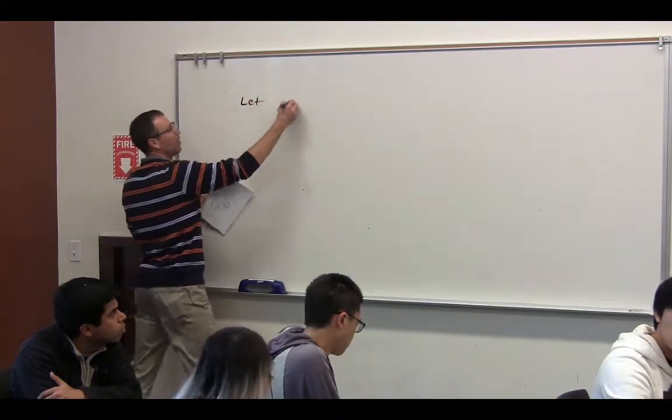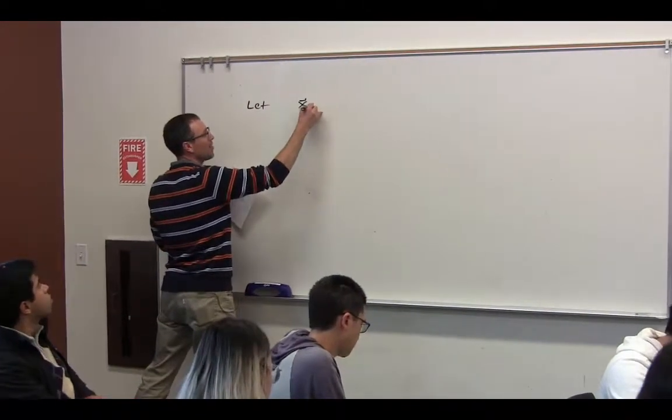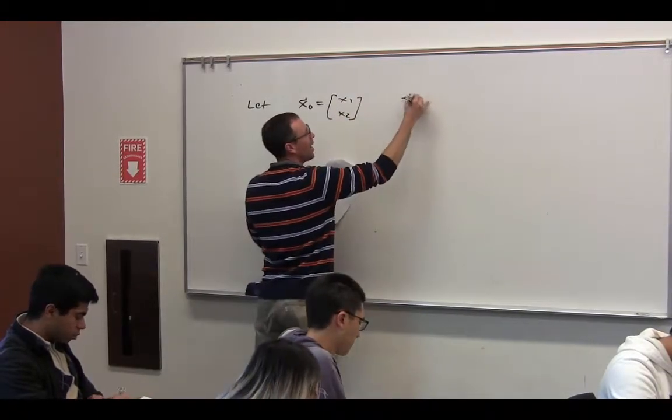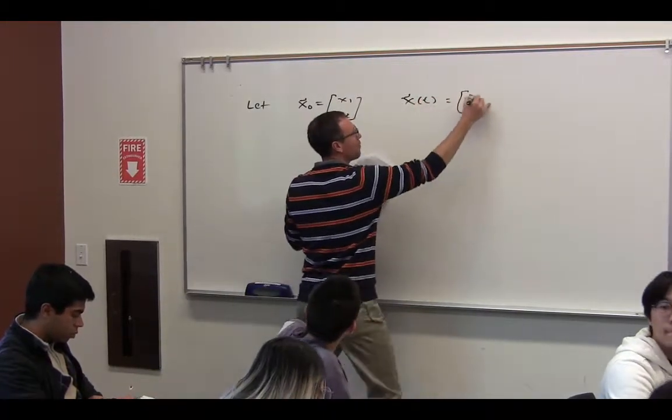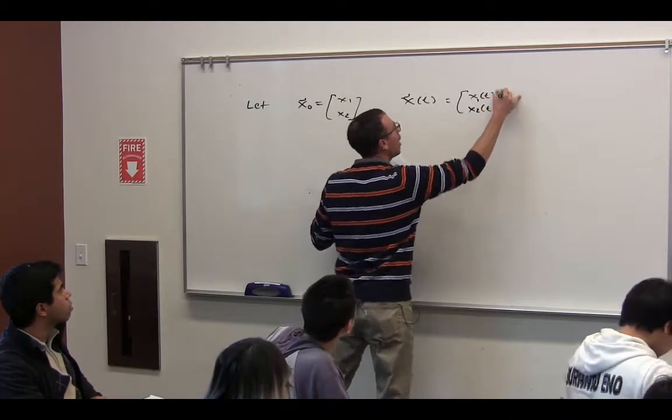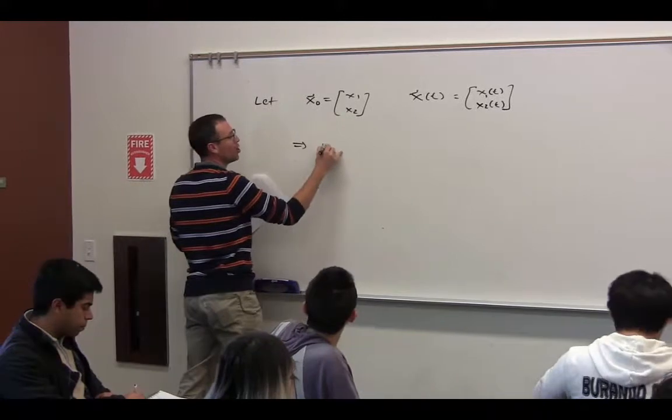So let's go ahead and look at x naught as the vector of initial positions, and we'll look at x of t as the vector of positions of each center of mass at time t. What does that immediately mean about u?